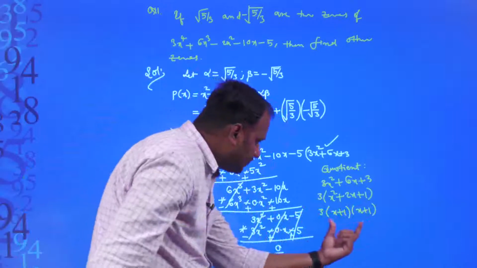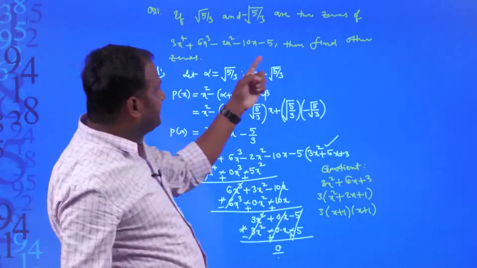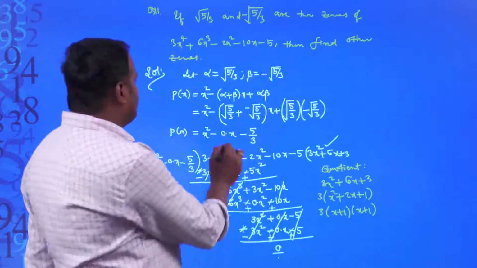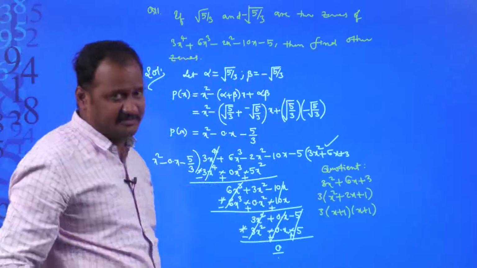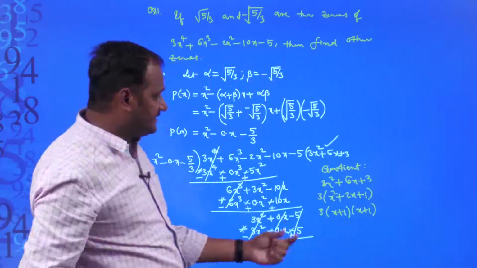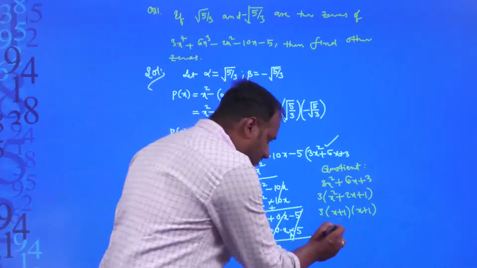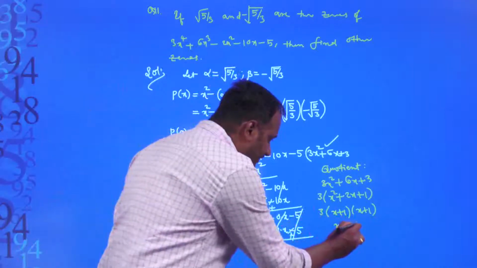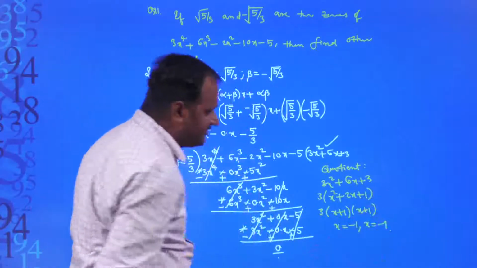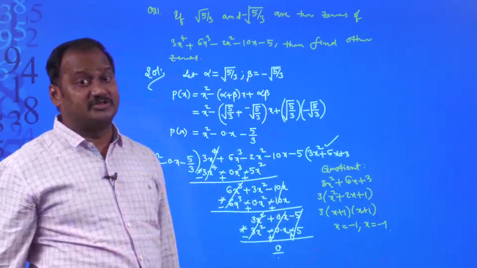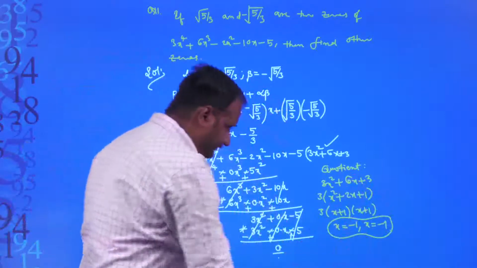So these two are the other two factors of this fourth degree polynomial, because two factors are already x minus root over 5 by 3 and x plus root over 5 by 3, and the other two factors are x plus 1 into x plus 1, means x plus 1 is equal to 0 when x is equal to negative 1, x plus 1 equal to 0, obviously x is equal to negative 1. So therefore, the other two zeros of the polynomial are negative 1 as well as negative 1.